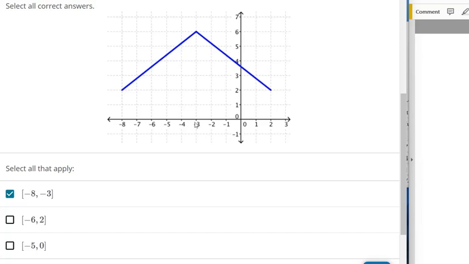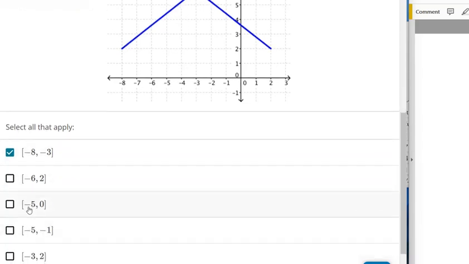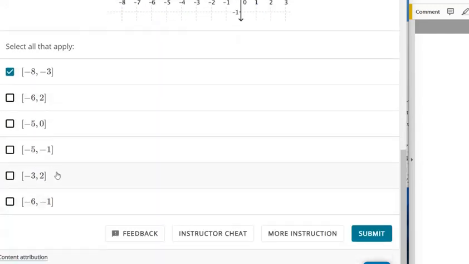From -6 to +2, we still have that triangle, so we're still going to have a horizontal line between those values. That would not pass the horizontal line test. From -5 to 0, we still have a triangle. That would not pass the horizontal line test. -5 to -1, that still makes a triangle.